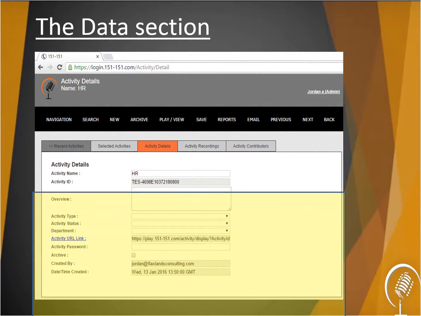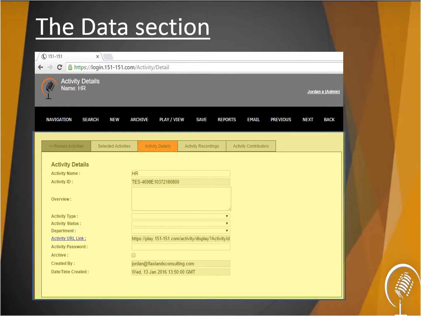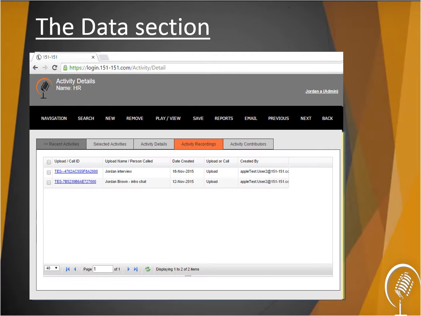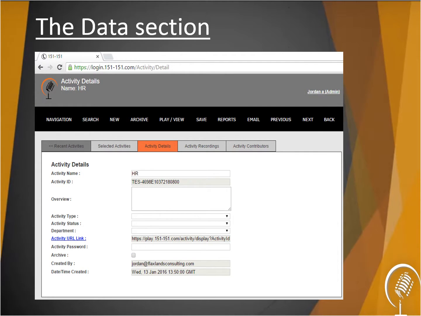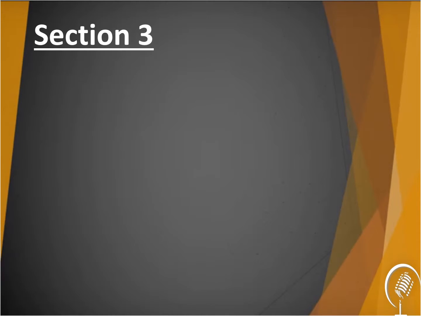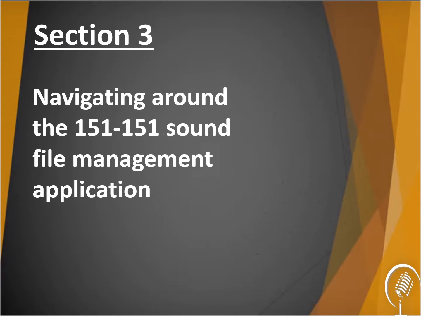The data section of the screen is located directly below the navigation section. This section of the screen will either display a list of records or the information stored for a specific record. There are two types of data screens. 1. A list screen, which displays a list of records including a summary of the underlying data, and 2. A data screen, which displays the data associated with the specific activity, call, or upload record.